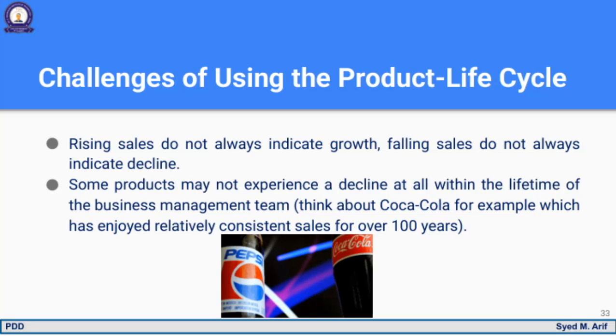Rising sales do not always indicate growth, and falling sales do not always signal decline. It's important to recognize that some products, like Coca-Cola for example, may not experience a decline at all during the lifetime of the business management team. Coca-Cola has enjoyed relatively consistent sales for over 100 years, which shows that not all products follow a typical life cycle pattern.